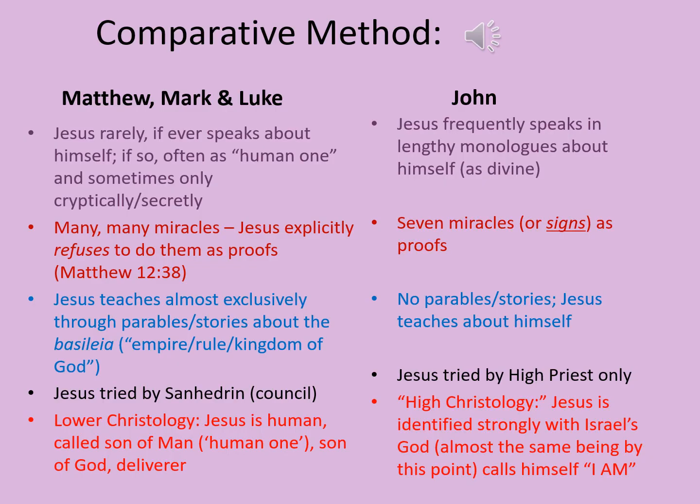So when we talk about a gospel or another early Christian text having a high Christology or low Christology, what we mean is in comparison with other early Christian texts. And so John is thought to have a high Christology in comparison with, for example, the Synoptic Gospels, Matthew, Mark, and Luke. Here are some examples of what we mean by that. Using the comparative method and seeing what did the Gospels share and what's different about them.